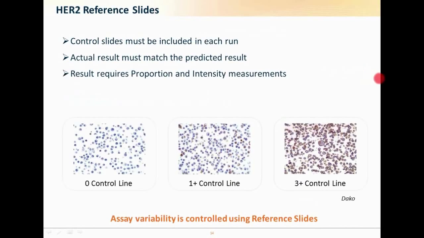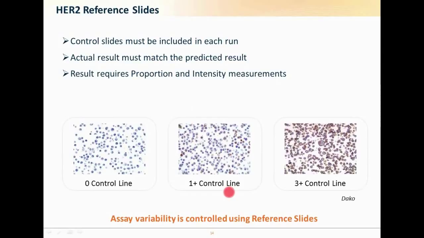And what's been applied and achieved in some way to standardize HER2 testing is bringing in the control slides. If you're running an IHC test, the control slides have to be included in every run, and the actual result has to match the predicted result. So if you're looking at the 1+ control cell line and you get a 1+, that run is acceptable. If the 1+ doesn't come out as 1+, then you need to throw away all of the data from that run and run it again, maybe getting in a new kit or a new antibody. And the results require both proportion and intensity measurements.